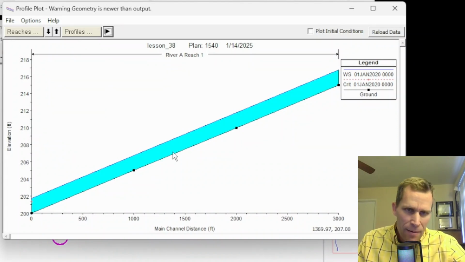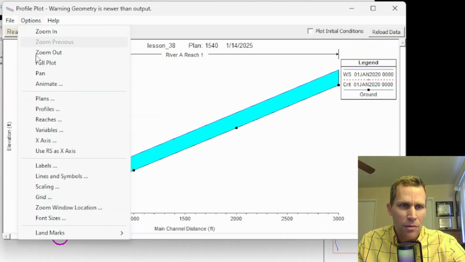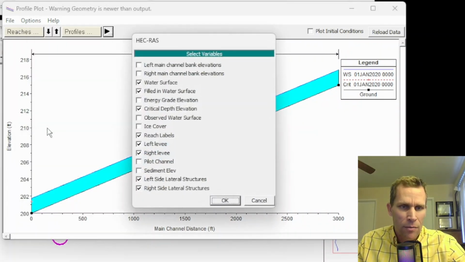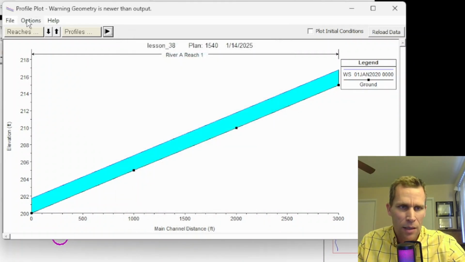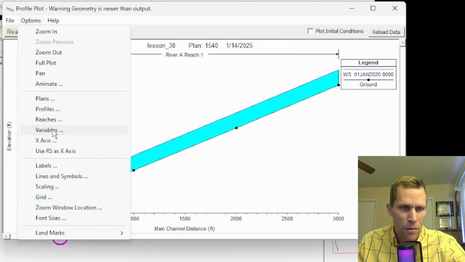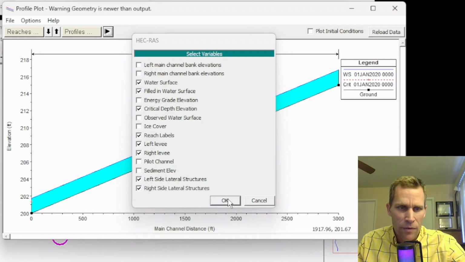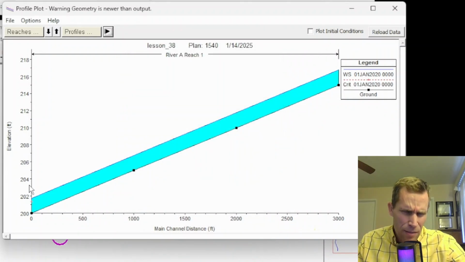If I want that variable to appear, let me make sure it's toggled on. I think it is. Variable and then critical depth. Yeah. So if I toggle it off, it's gone from the legend. I want it to be turned on. So I'll go variable, critical depth, elevation, and I'm not seeing it in the plot here.